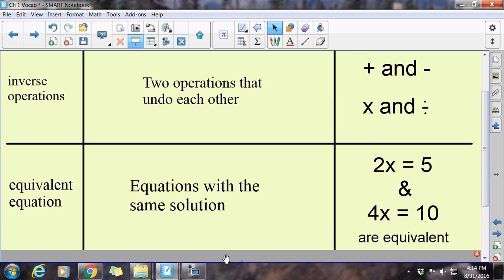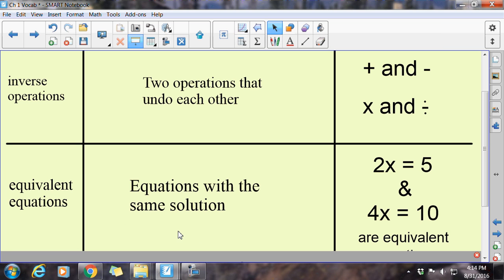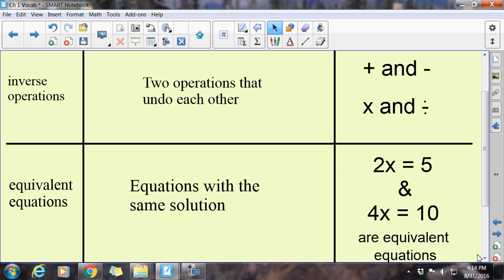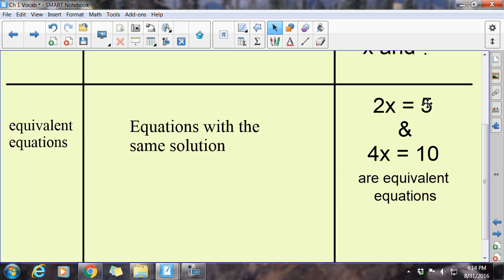Okay, next word, equivalent equation. So equivalent equations are equations with the same solution. This should probably have an S on it, equivalent equations, because if they're equivalent, you have to have more than one. They're equations with the same solution. So 2x equals 5 and 4x equals 10 are equivalent equations because both of these have the same answer.